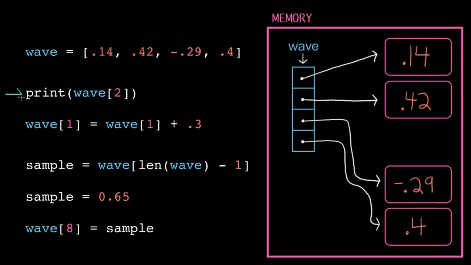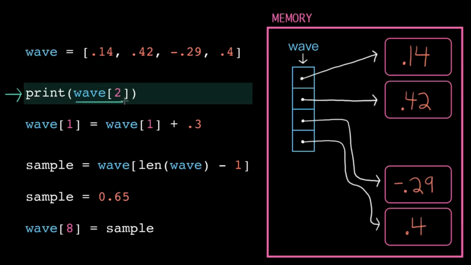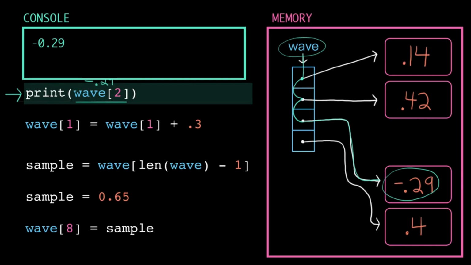Let's move to the next line. We always evaluate inside the parentheses first, so here we're accessing the variable wave. The computer looks that up in memory, and then the index in the square brackets tells us the offset from this initial location. So 2 means we're 2 slots over. That slot, again, just contains the location where the actual element is stored. So we follow that way down here and grab the actual value. We substitute that in back up here, and now we just have a print statement. So we print that value to the console.